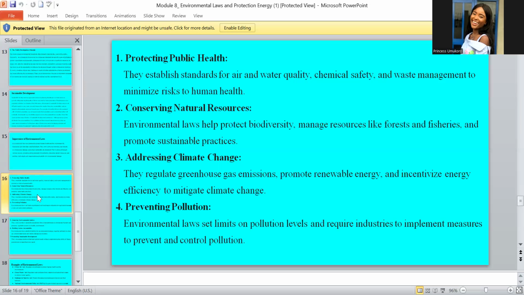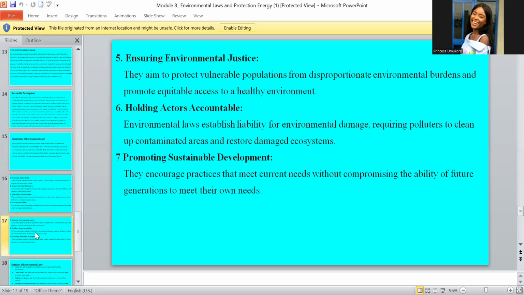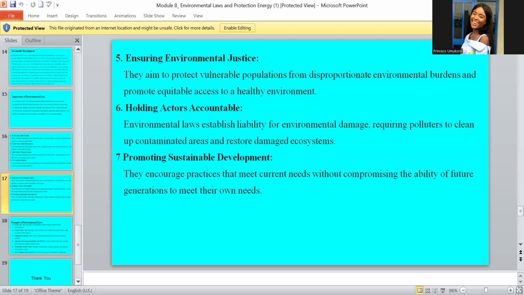Environmental laws set limits on pollution levels and require industries to implement measures to prevent and control pollution. They aim to protect vulnerable populations from disproportionate environmental burdens and promote equitable access to a healthy environment. Environmental laws establish liability for environmental damage, requiring polluters to clean up contaminated areas and restore damaged ecosystems. They also encourage practices that meet current needs without compromising the ability of future generations to meet their own needs.